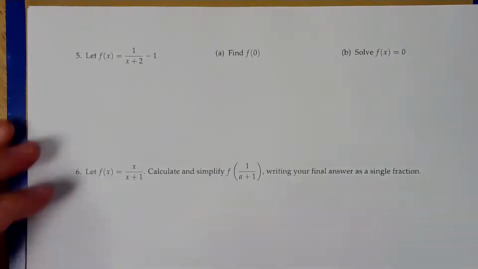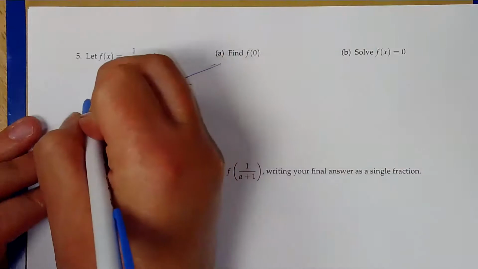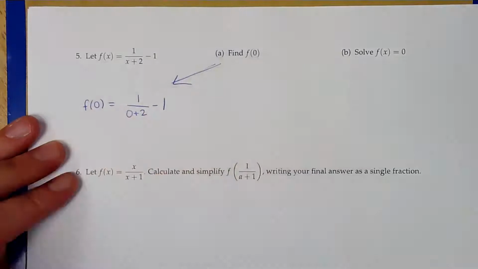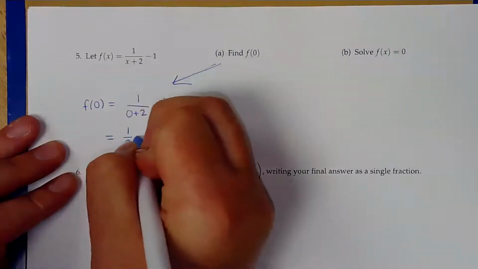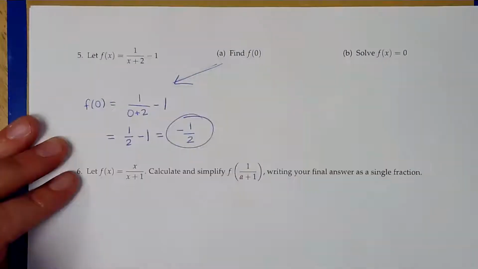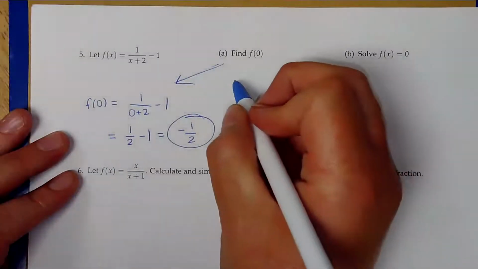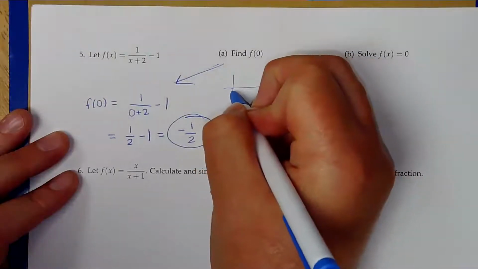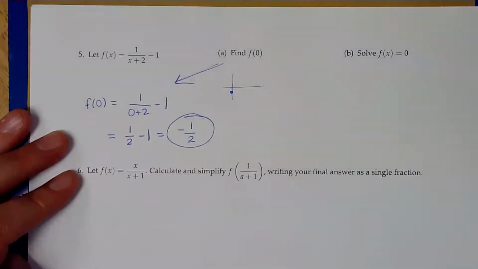All right, so find f of 0. Put this over here so I have a little bit of room to work. So f of 0 is 1 over 0 plus 2 minus 1. So just put the 0 in for x. And that's going to give me 1/2 minus 1, and that's equal to negative 1/2. So there is my answer. That's my y value. So if I was going to plot this on a graph, when x is 0, y is a negative 1/2. So it'd be like somewhere right around there. Okay, so it's kind of an interpretation of what we're looking at.